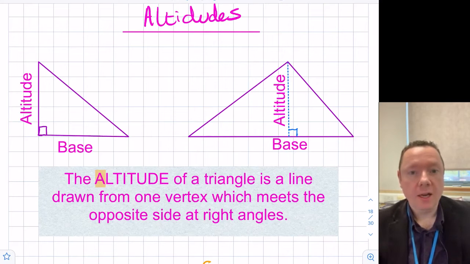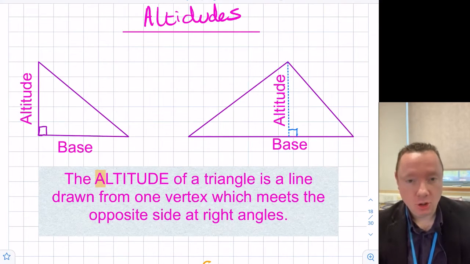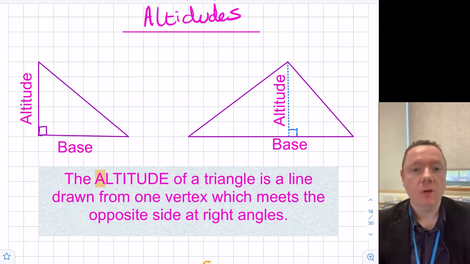Today we're going to be looking at higher maths again and some altitudes. So we need to define what an altitude is, and then we're going to try and find how to find the equation of an altitude.